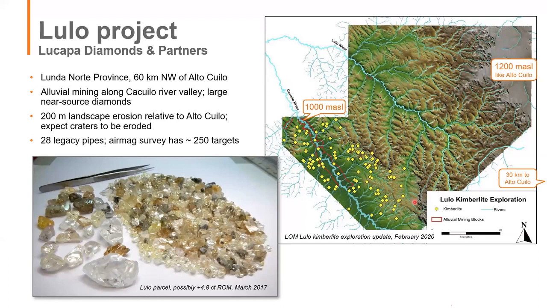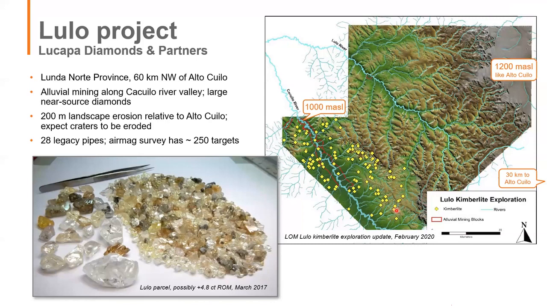This is an eroded basin. You can see the erosion. Down here, we're at 1,000 meters above sea level. So there's 200 meters of landscape erosion. And as luck would have it, the Lulo project has a huge amount of kimberlite targets right in this river valley. Over here, we'll see their magnetic image in a moment.